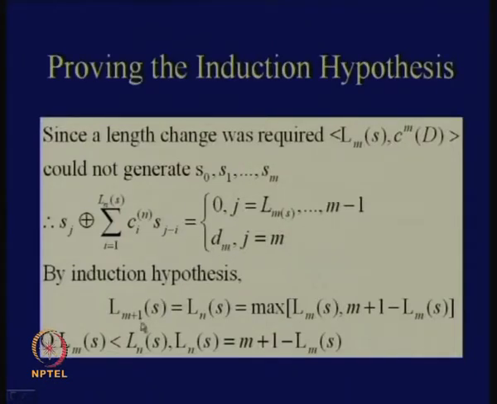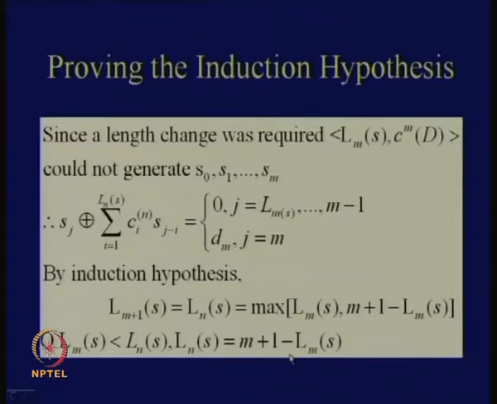Okay. Now, by induction hypothesis, L m plus 1 s is equal to l n s, this we have already discussed. Now, by induction hypothesis, l n s is actually equal to max of l m s and m plus 1 minus l n m s. So, you can apply this. Since l m s is less than l n s, therefore l n s is equal to m plus 1 minus l m s. Please remember this value till this point, that is l n s was equal to m plus 1 minus l m s.